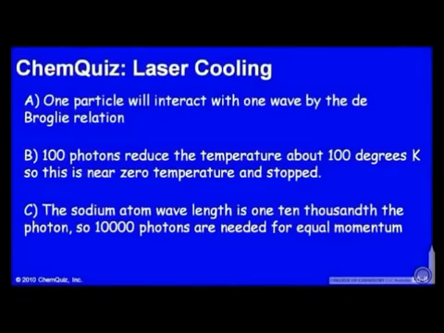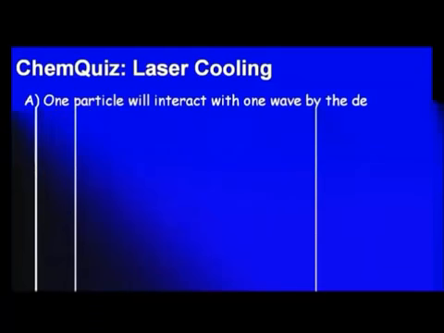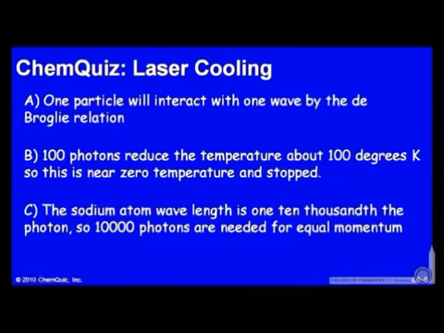Let's look at possible explanations for each answer. A, one particle will interact with one wave by the de Broglie relationship, so it'll be a one-to-one relationship. B, 100 photons reduce the temperature about 100 K. That's near zero, and the sodium atom should be about stopped. Or C, the sodium atom wavelength is about 1/10,000th the photon wavelength, so 10,000 photons are needed for an equal transfer of momentum. Think about those three explanations and make a selection.